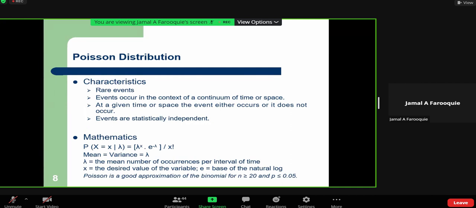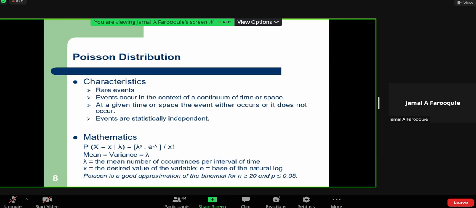So this may be very low. A rare event means you want to know the probability of having two calls between 10 a.m. and 11 a.m. at a call center, given the average number of calls that a call center receives. So we are interested in finding out the occurrence of some event in the context of time.